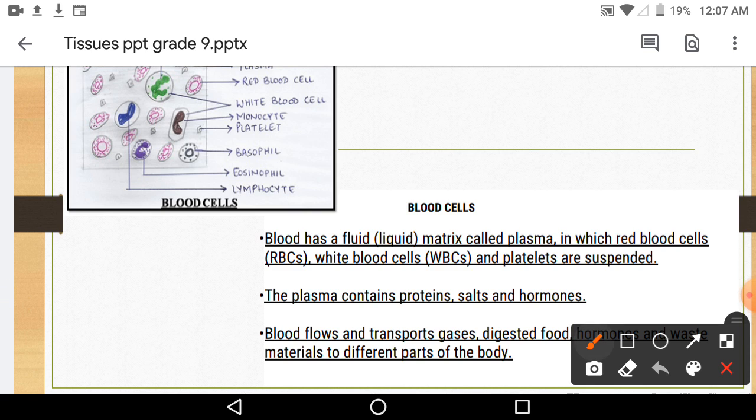Can you see in the figure? See here. The different types: red blood cells, white blood cells, monocytes, platelets, all these are the cells present inside the blood, and this fluid part is known as the plasma.